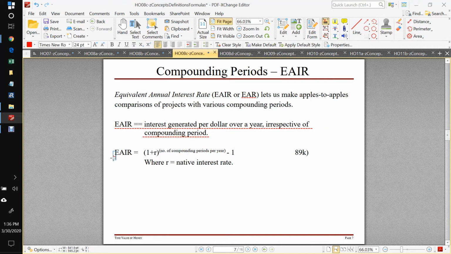So what's our formula for EAIR? You need to know this. Start with your native R. Okay, and then you just say the EAIR is 1 plus our native R raised to the number of compounding periods per year, minus 1.